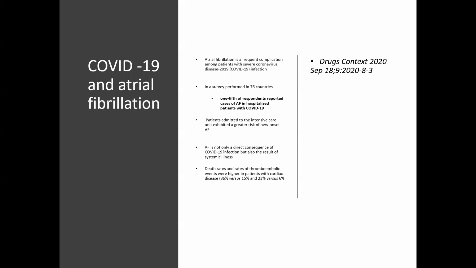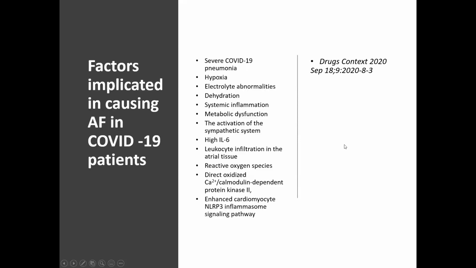Atrial fibrillation is not a direct consequence of COVID-19, but it's a result of the systemic illness which is produced by COVID-19. And in those patients of COVID-19 who develop a thromboembolic event, the rate of death was higher, and this was seen more in patients with pre-existing cardiac diseases. This is what was reported in Drug Context in September 2020.